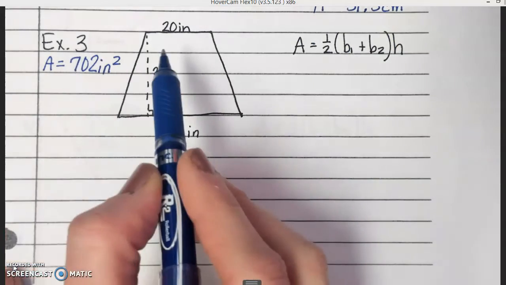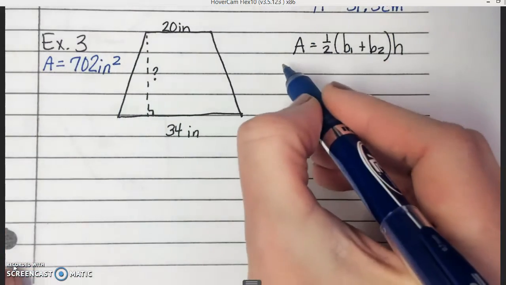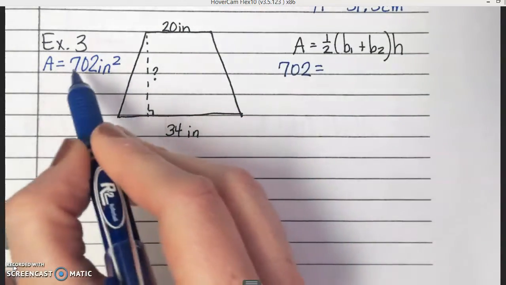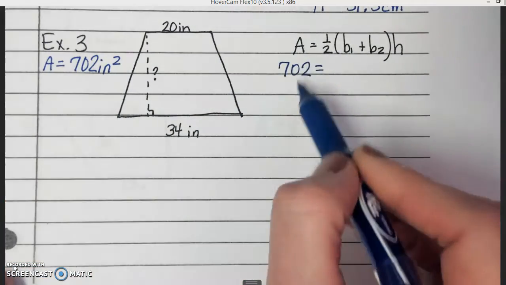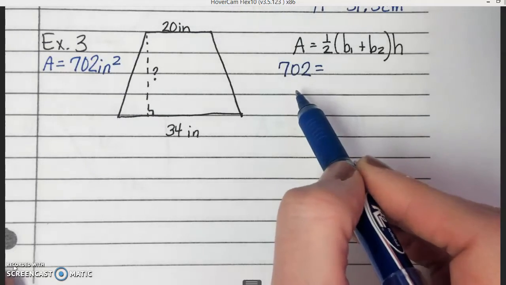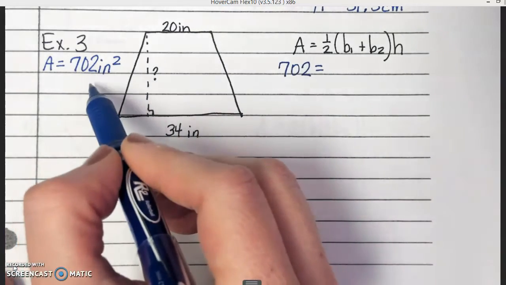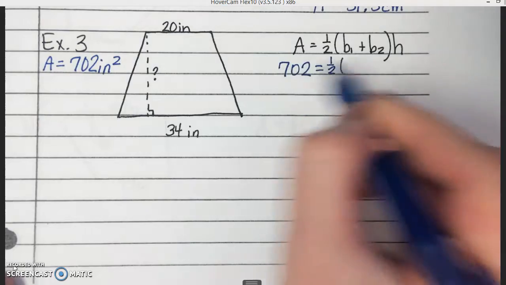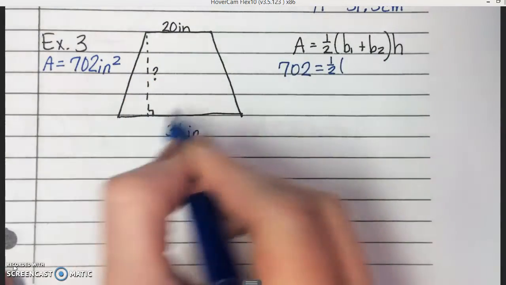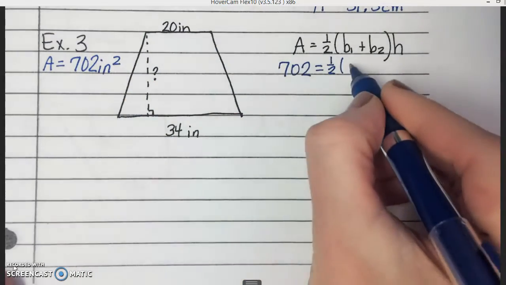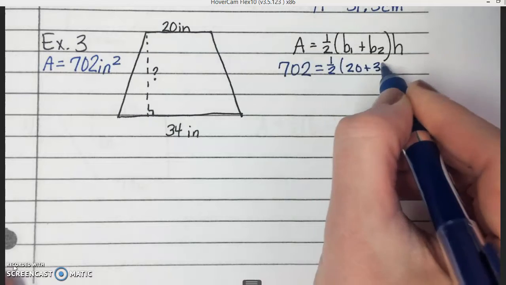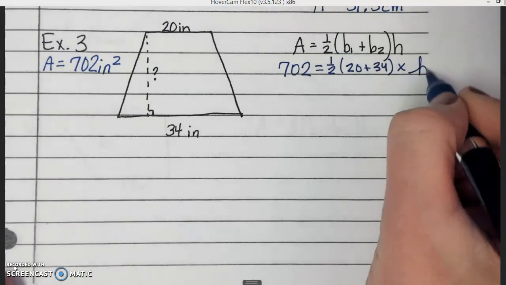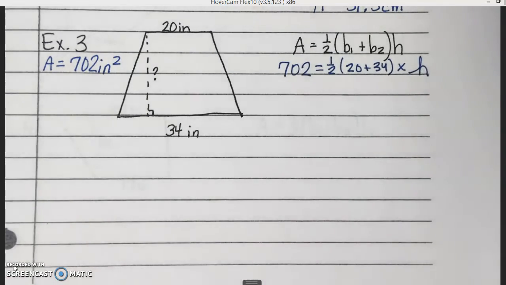Okay, example 3, they give us the area is 702. So anytime they give you the A, make sure you write what it is under A. So they told us the area is 702, so we write it underneath the A. Then we're saying half of, here's our parallel lines right here, so half of 20 plus 34, and we're saying times H. We don't know what H is, so we're solving to figure out what the height is.